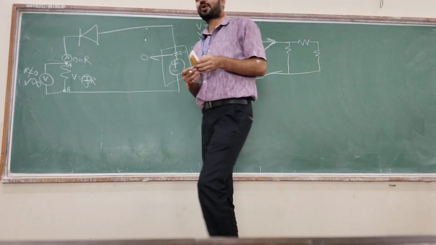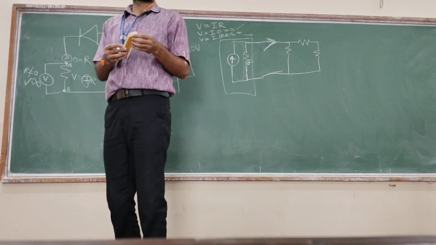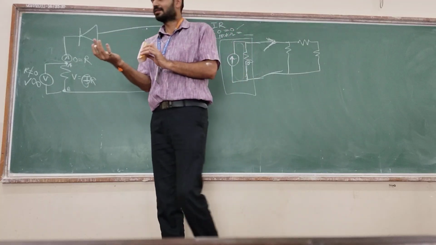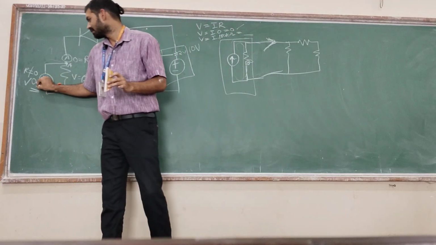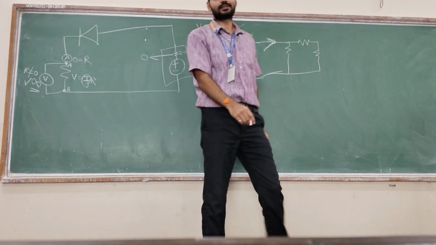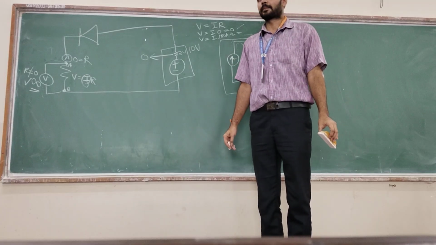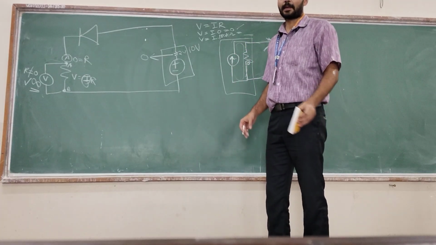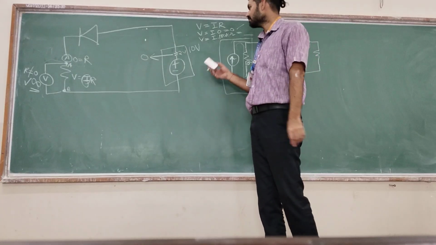So the resistance of most of the devices which are connected in parallel is infinite. Measuring devices have infinite resistance.